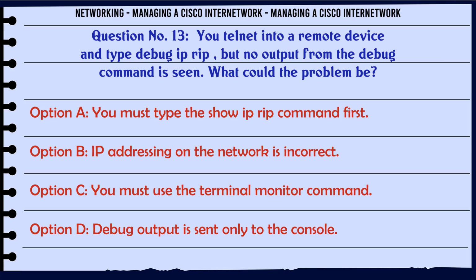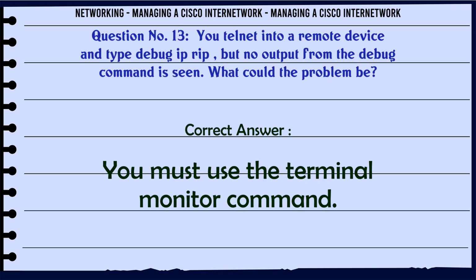You telnet into a remote device and type debug IP RIP, but no output from the debug command is seen. What could the problem be? A. You must type the show IP RIP command first. B. IP addressing on the network is incorrect. C. You must use the terminal monitor command. D. Debug output is sent only to the console. The correct answer is you must use the terminal monitor command.